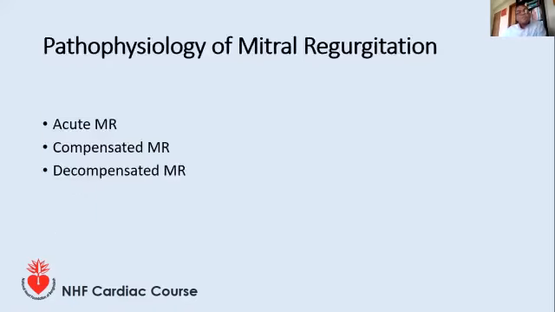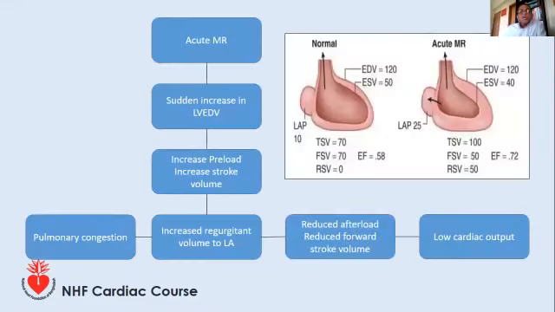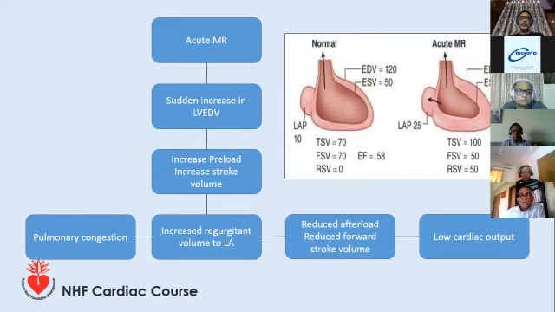So let's look at the pathophysiology of mitral regurgitation. In acute MR, the left ventricle and left atrium are unprepared. So there is a sudden increase of left ventricular end diastolic volume. Thus, preload also increases, and according to the Frank-Starling mechanism, stroke volume also increases as there is incompetence of the mitral valve orifice. So there is increased regurgitant volume to the LA.